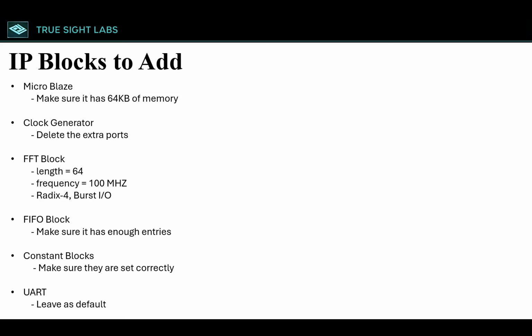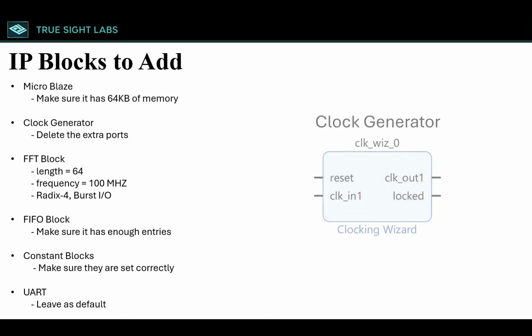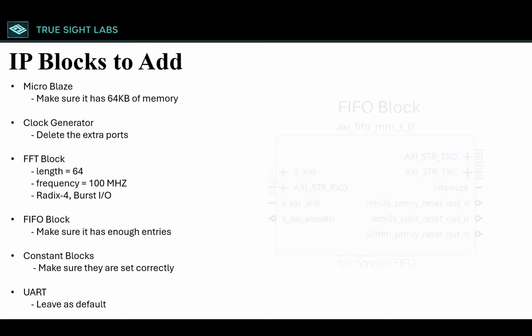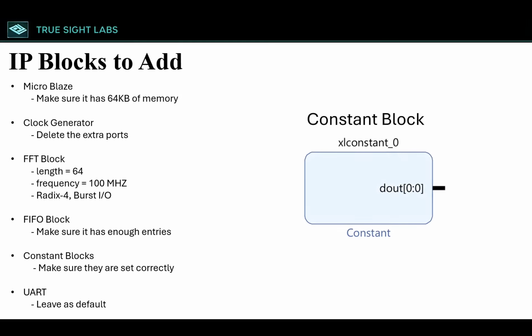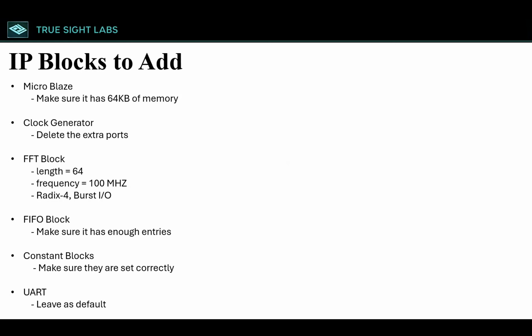To make this design, there are 6 total blocks that need to be added. They are the MicroBlaze processor, the clock generator, the FFT block, the FIFO block, the constant blocks, and the UART block. We must then set the settings for each accordingly.